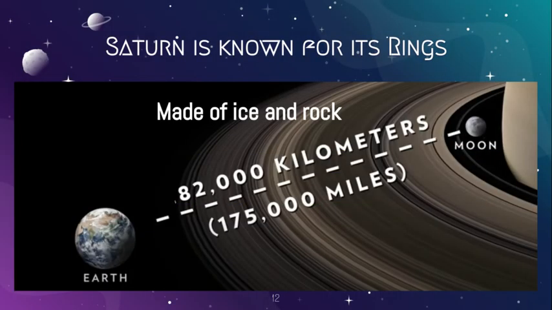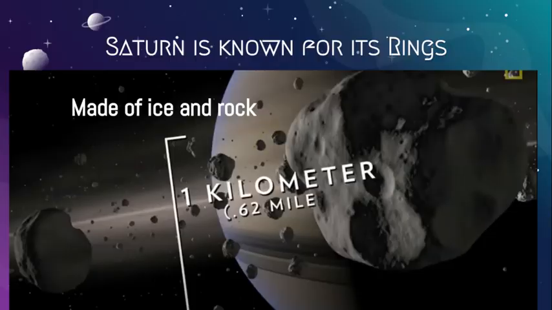Saturn is known for its rings made of ice and rock. And the width of these rings is about the distance between the Earth and the Moon. It's about 82,000 kilometers or 175,000 miles. That's a lot of rings of ice and rock. And here's a picture of what it might look like.